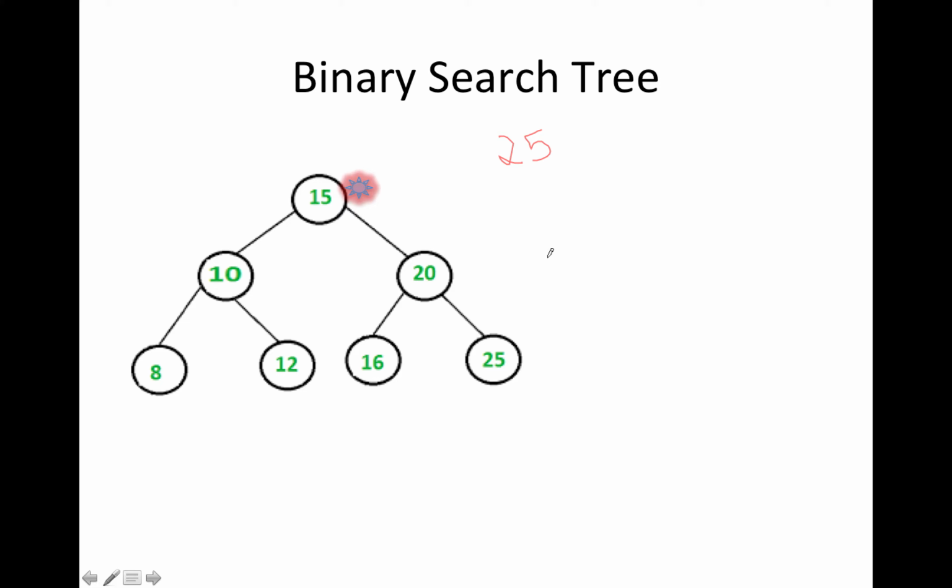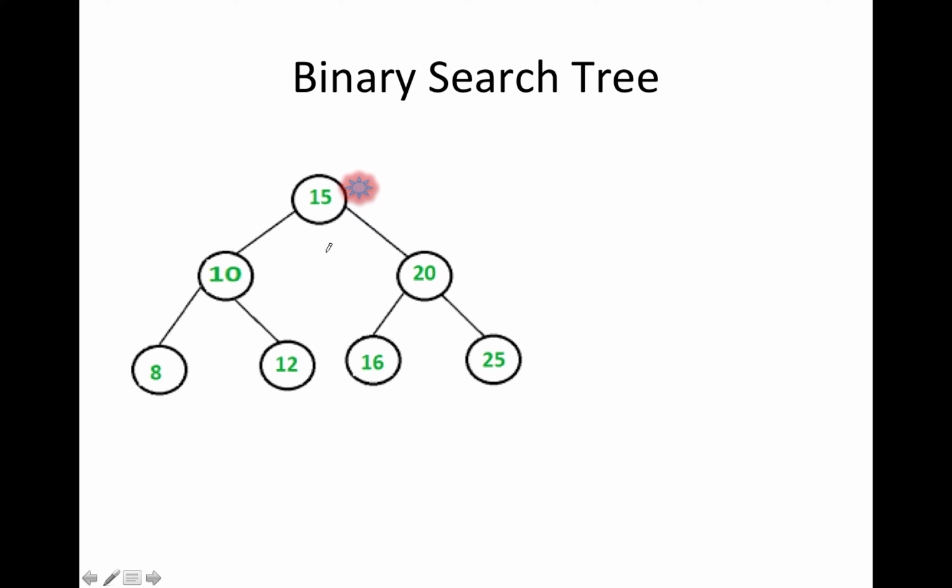We start from the root. Specifically, we want to check if 25 exists in a binary search tree, not just a tree, but a binary search tree. So we start from the root, and the number we are looking for is 25, which we know is bigger than 15. So we know that 25 is to the right of 15.